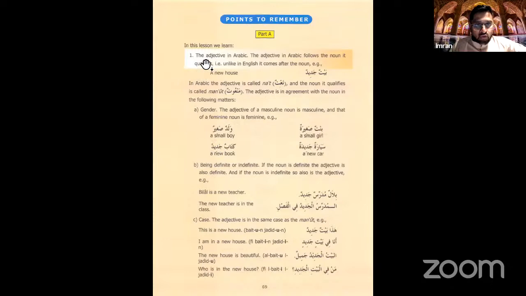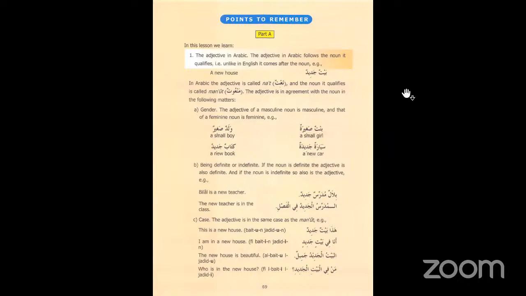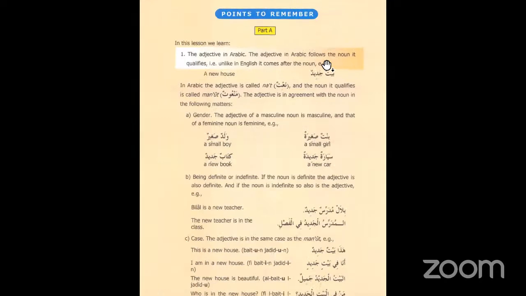Sister Mariam, can you do point number 1? Okay. In this lesson we learned the adjective in Arabic follows the noun it qualifies. For example, unlike in English, where the adjective comes before the noun. Example, baitun jadidun, a new house.